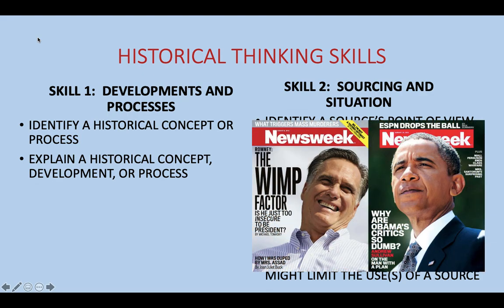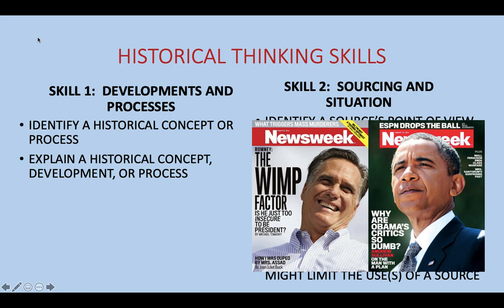So for example, here's a couple of covers from the magazine Newsweek from the year 2012. Maybe you're old enough to remember the election of 2012 between Barack Obama and Mitt Romney, but this is a clear example of what we call bias. This is a clear point of view right here. So one week they have Mitt Romney, the wimp factor. Is he just too insecure to be president? And then the very next week they have, why are Obama's critics so dumb? You have this strong picture of him looking into the distance in a visionary, inspiring way, right?